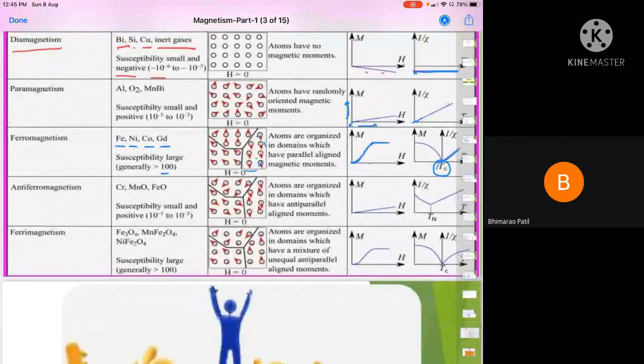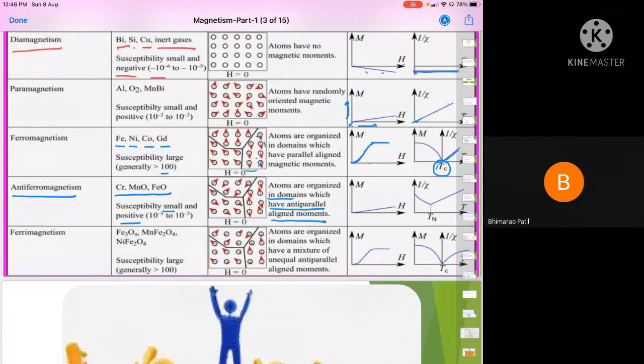Then comes the antiferromagnetic substances. Examples are chromium, MnO and FeO. Susceptibility is very small and also positive, between 10 raised to minus 3 to 10 raised to minus 5. Atoms are organized in a domain which has anti-parallel alignment, but the moments do not cancel each other. And if you place such a material in an applied magnetic field and measure the magnetism, it increases with increasing applied magnetic field.